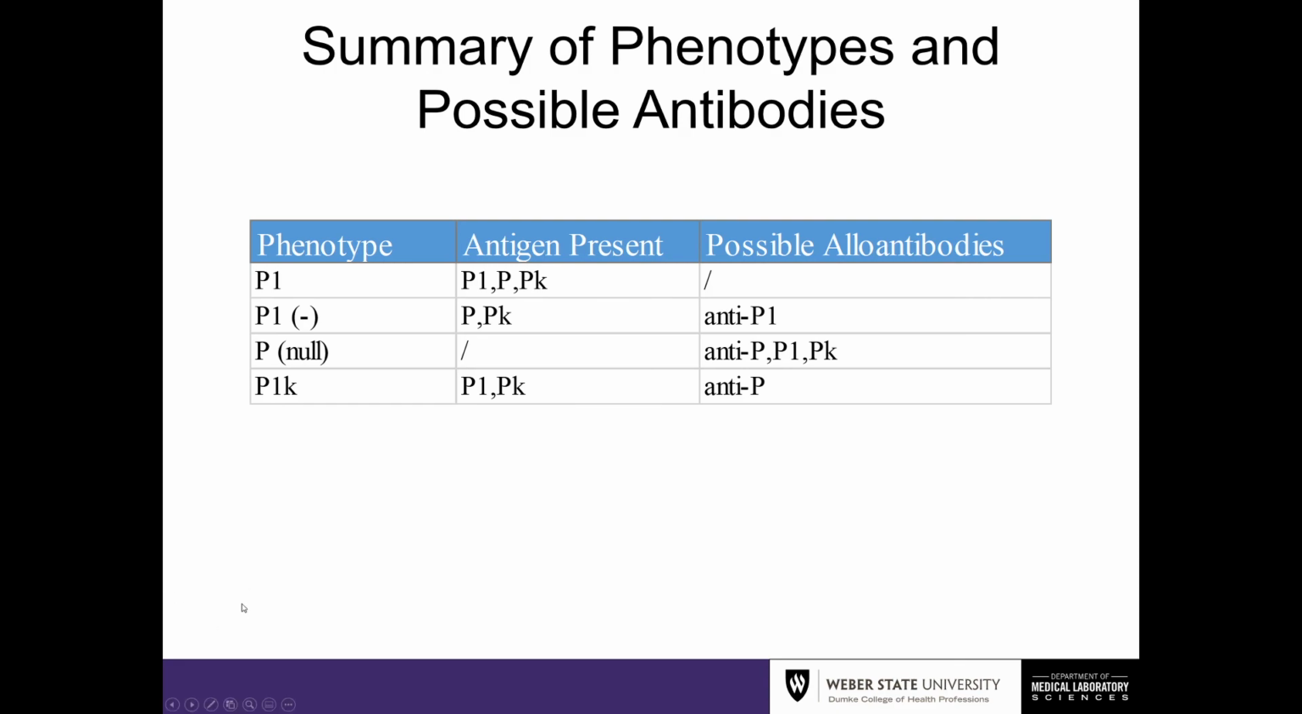And we just talked about this one, p: no antigens present, and you're going to have all possible allo-antibodies, anti-P, P1, and Pk. If you are P1k, then you're going to have the P1 antigen and the Pk antigen, and you're only going to present the anti-P allo-antibody.